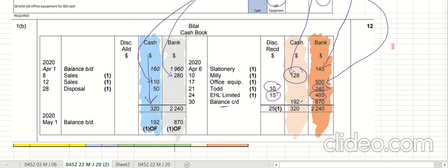When it comes to bank, as you can see that the debit side is greater, bring down the debit side, take it all the way here. From this you deduct 145, 500, 240, 485, you get 870. Carried down, brought down 870. So this is a very easy question which was tested in May-June paper 22, 2020 paper.